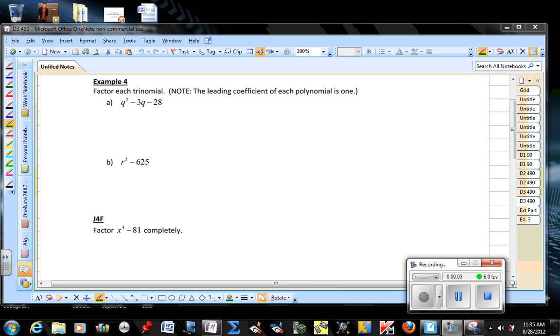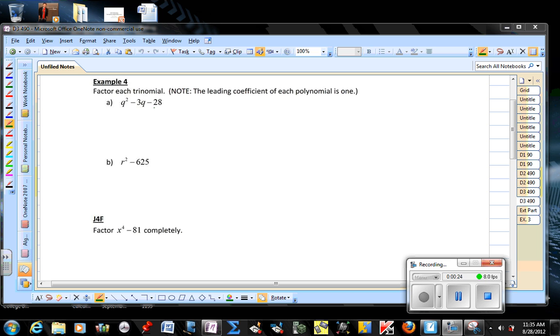Our final example for today is example 4, where we're factoring trinomials. Note that the leading coefficient of each polynomial is 1. And what that means is we're going to use one basic technique. And tomorrow, our next class, we're going to look at factoring polynomials with a leading coefficient other than 1 and show you a different technique for that.